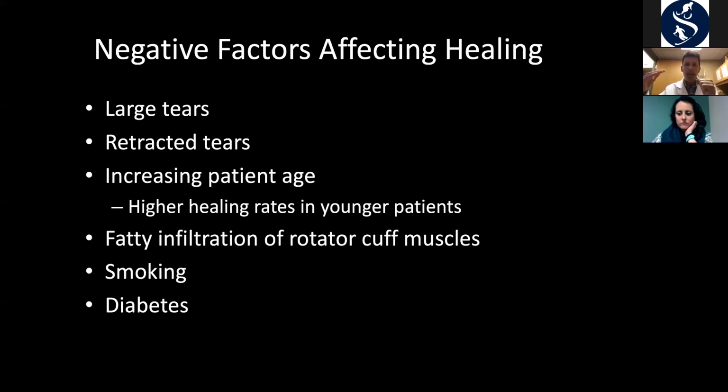But let's say the tendon is really retracted. As I tell patients, it's like stretching a rubber band over. And oftentimes we can stretch it over, but if that repair is under tension, it has a higher failure rate and it could re-tear and not heal.